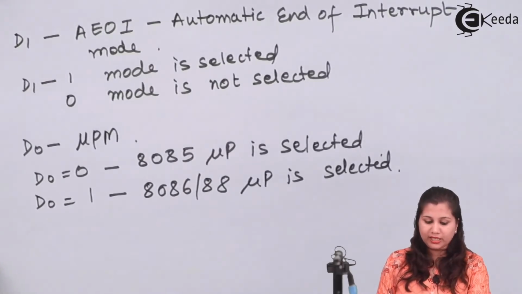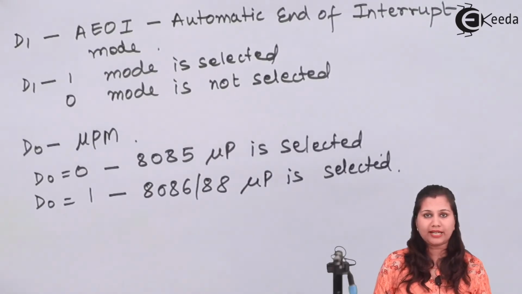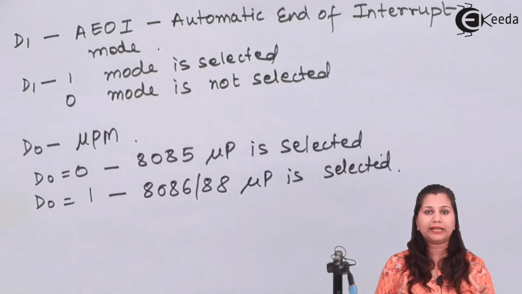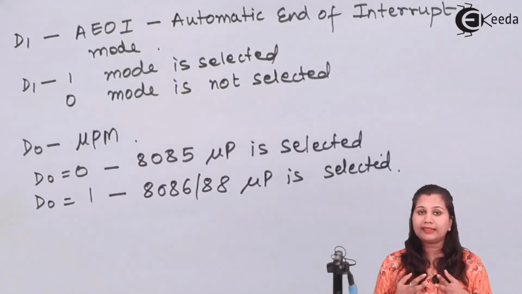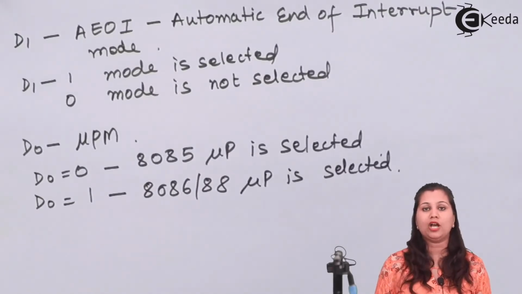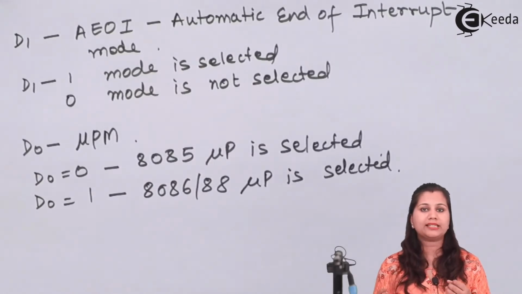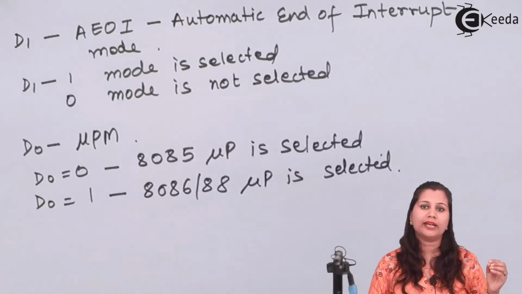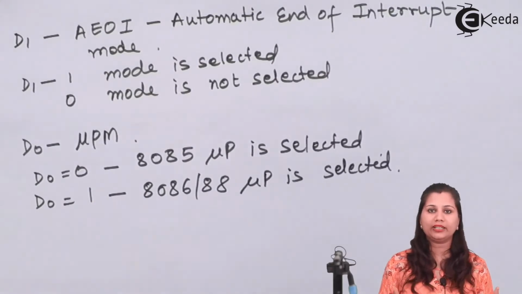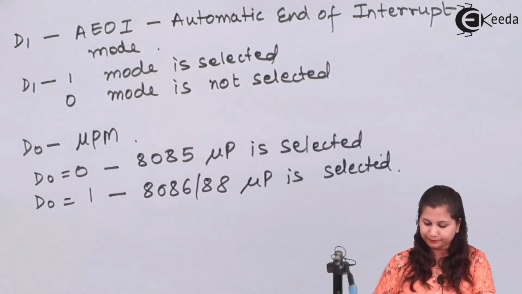Okay, so these are the four initialization command words, ICW1 to ICW4. These command words are of 8 bits, and all the 8 bits of the initialization command words have some particular functions. And these initialization command words are used to initialize the 8259. So before using 8259, these command words have to be given to the 8259 IC so that it can be initialized, and after the initialization it can operate in any of the modes of operations.